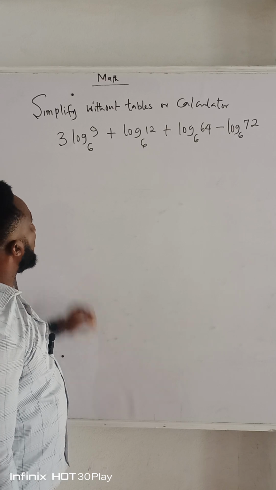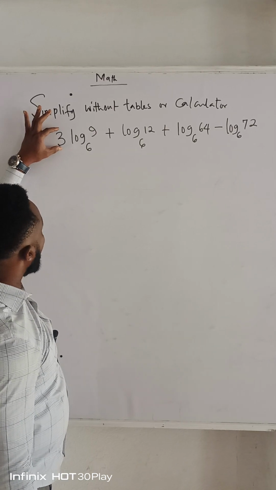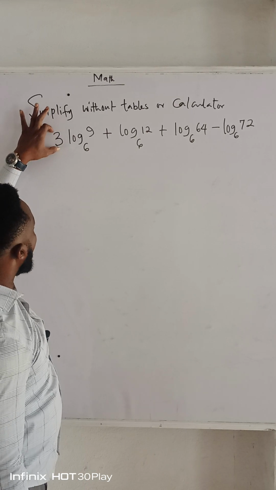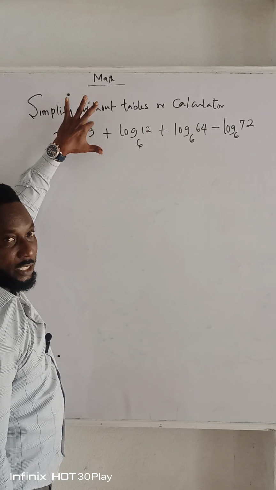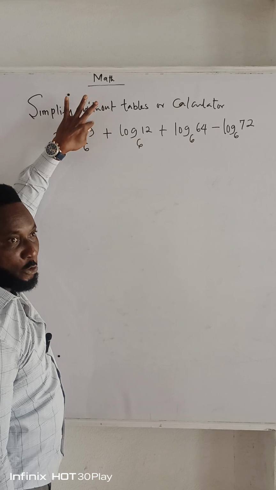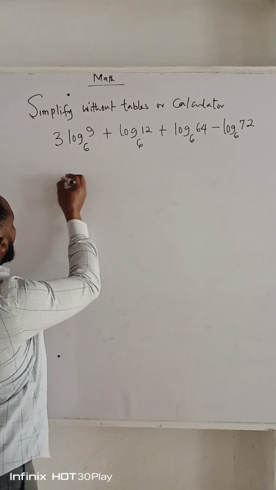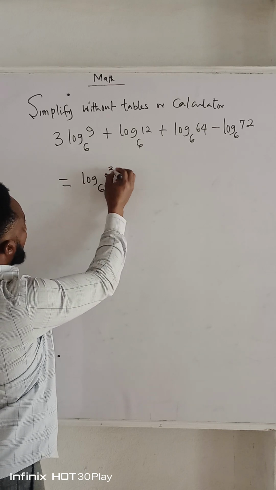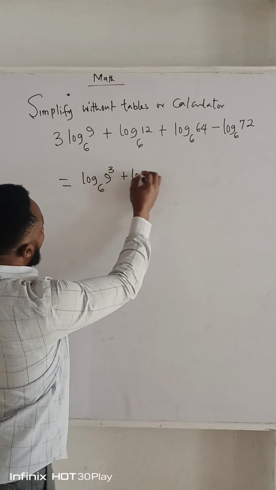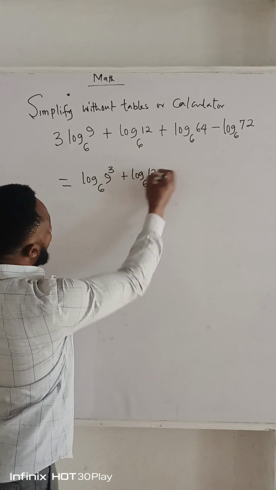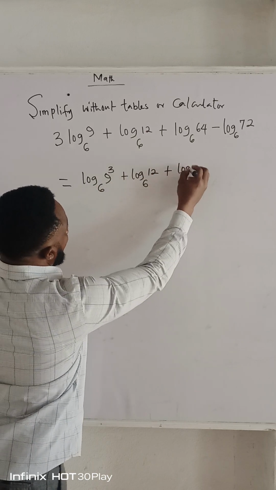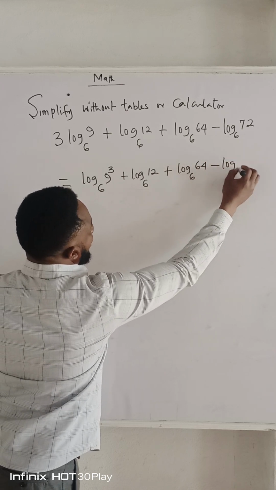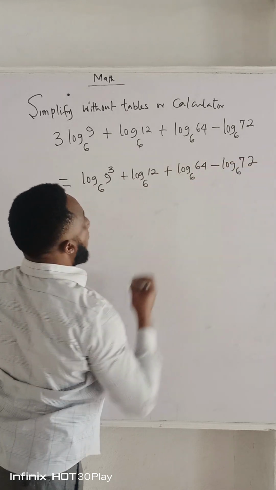Now, from the power rule, if any number is at the back of a logarithm, that number goes to the exponent of the antilog or argument. So we can rewrite this to be log to base 6 of 9 to the power of 3 plus log to base 6 of the argument 12 plus log to base 6 of the argument 64 minus log to base 6 of the argument 72.